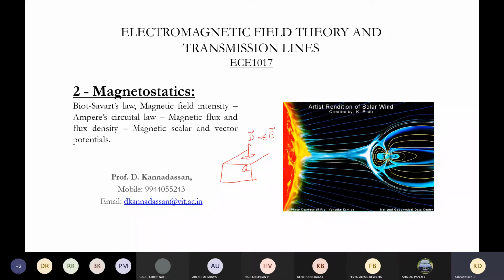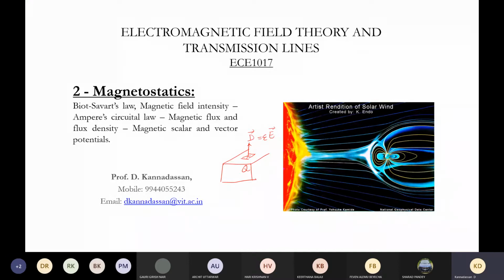So today onwards, for the next six classes, we are going to discuss magnetostatics. And for your CAT 1, this module 1 and 2, electrostatics and magnetostatics are going to come. So you can start to study along with these topics. Every topic you have to explore then and there, and you have to read the book as well.